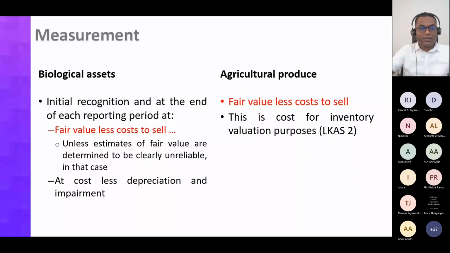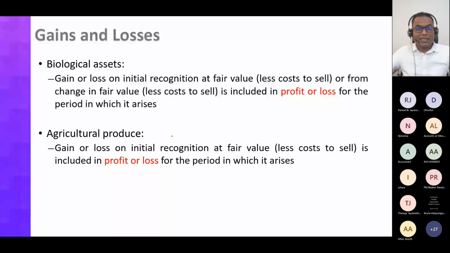Right. So I explained the gains and losses in terms of the biological assets, initial recognition as well as subsequent measurement, amounting to fair value gains and losses. Those are recognized in the P&L. In the case of the agricultural produce also, at the time of initial recognition, when you take the milk out of the cow, you recognize that, and the gain is taken to the profit and loss statement in the period in which it arises. Now we have a solid foundation to answer the question, right?